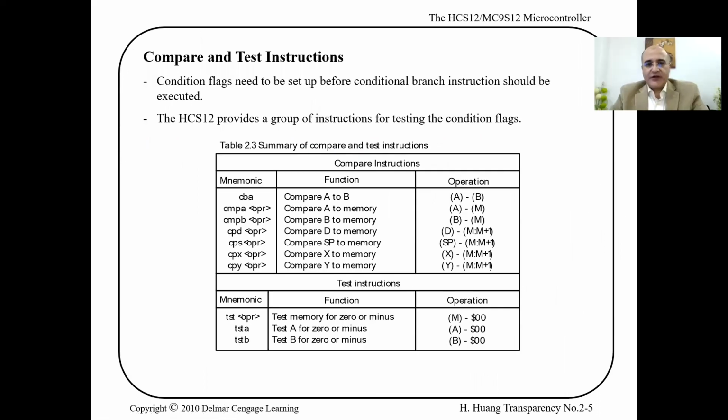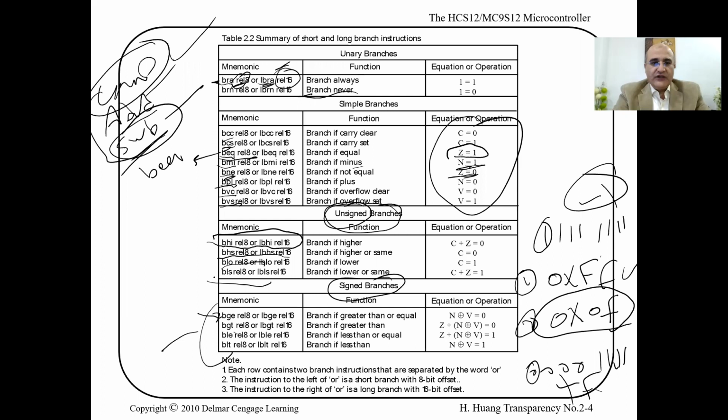Now, compare and test instructions. These are instructions that we usually use before we check for a condition. So if you want to compare two numbers, if A is greater than B, do this, else do this. And most of the conditions that we use, if this is equal to 0, do this or not. If this is greater than this, do this or not. How do we check greater? How do we check higher? It all relies on the flags, right?